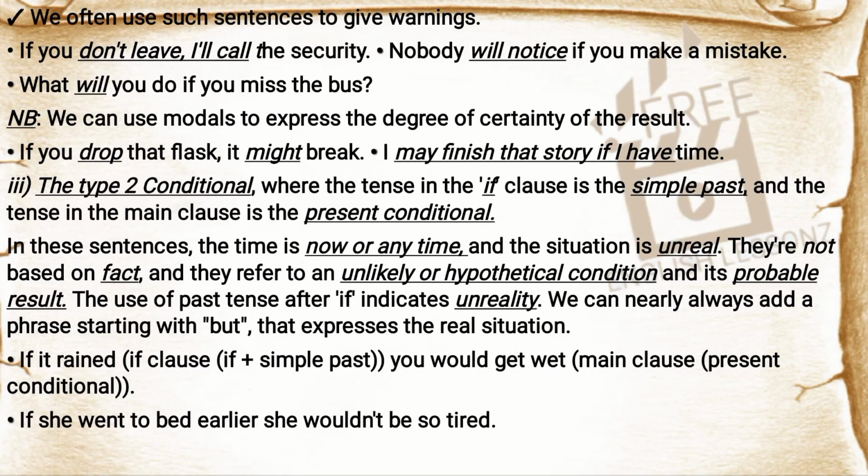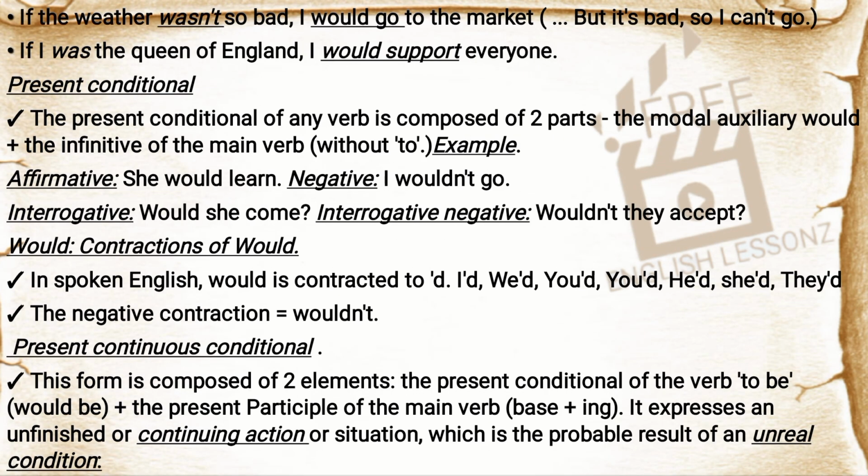Examples, if it rained, if clause, if plus simple past, you would get wet, main clause, present conditional. If she went to bed earlier she wouldn't be so tired. If the weather wasn't so bad, I would go to the market, but it's bad, so I can't go. If I was the Queen of England, I would support everyone.